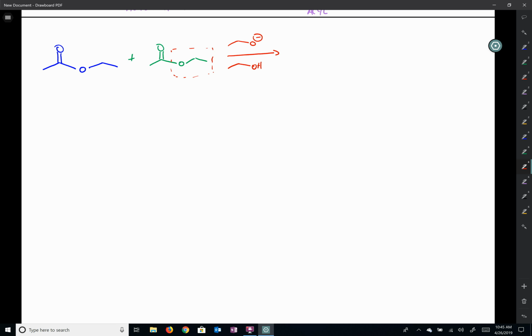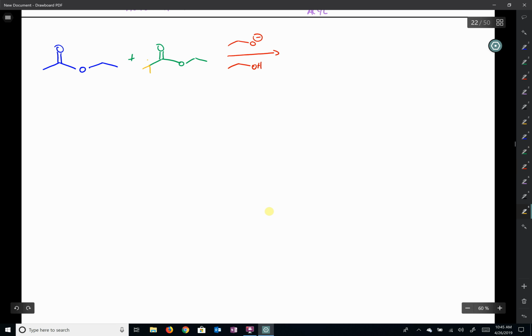And go back to chapter 21, which I believe is where we first talked about esterification, swapping one ester group out for another one. But anyway, we pick the right base, and then we can do this reaction. So let me just get rid of those dots there.